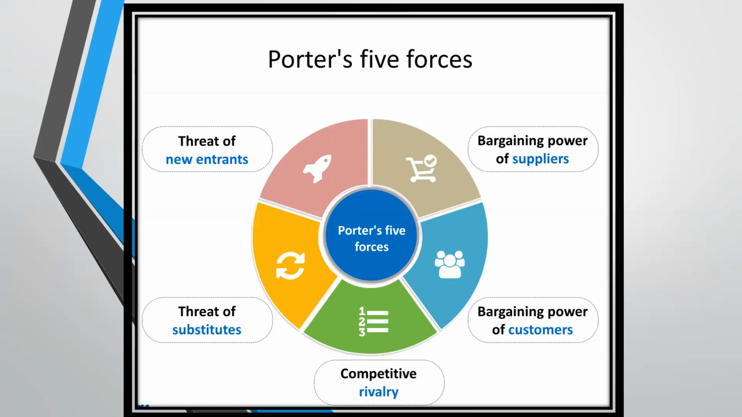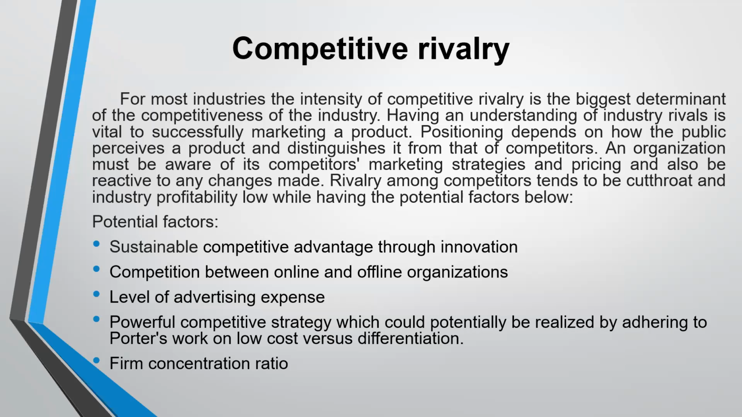So here's the Porter's five forces. It starts with the competitive rivalry. Next is threat of new entrants, threat of substitutes, bargaining power of suppliers, and bargaining power of customers. So let's start with competitive rivalry.